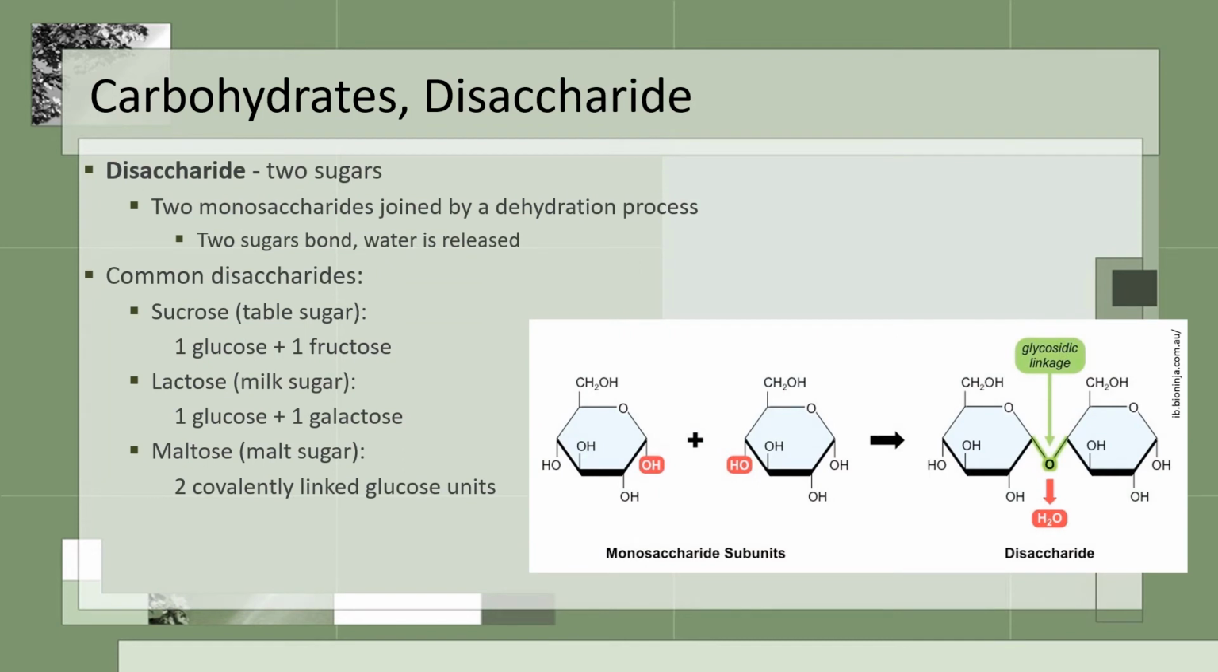Disaccharides are 2 simple sugars which have been bonded through a dehydration process. After they bond, a water molecule is released. Some common disaccharides are sucrose, which is 1 glucose and 1 fructose, lactose, which is milk sugar, a glucose plus a galactose, or maltose, which is malt sugar, which are 2 linked glucose units. So notice in the picture there are 2 monosaccharide subunits, and when that dehydration process occurs, that water is released.